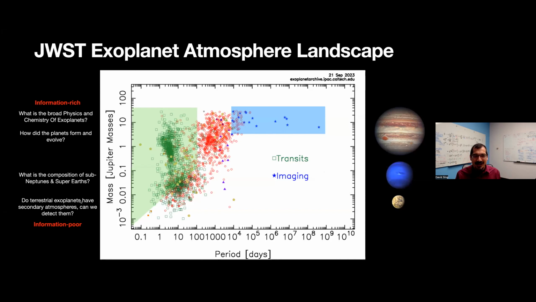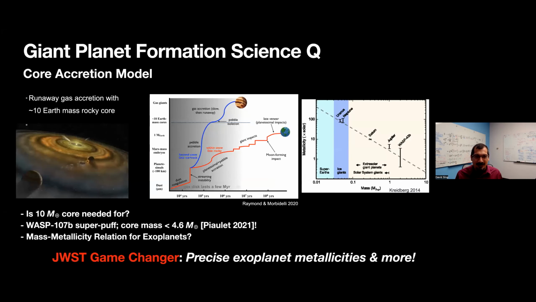So let me first just set up some of these detailed questions we're asking for giant planets. This will come into play when I show you some of the data later. So we want to know how giant planets form. And we have a pretty good theory, which is the core accretion model.